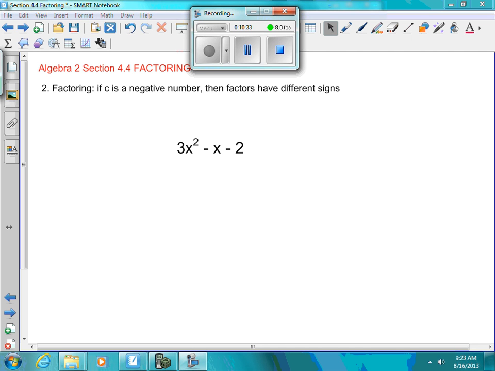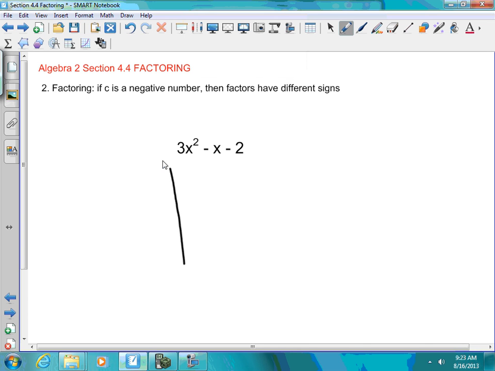Okay, hopefully you attempted this one. If you got stuck, that's okay. We have one more to practice after this anyway, and we're going to practice more in class tomorrow as well. Remember, you make your table, you do the bottoms-up method. So we do A times C, in this case 3 times negative 2, which is negative 6. What adds to make B? B is negative 1.